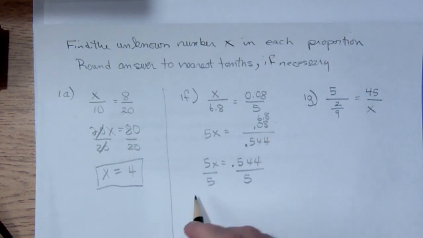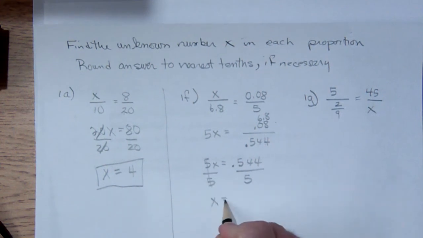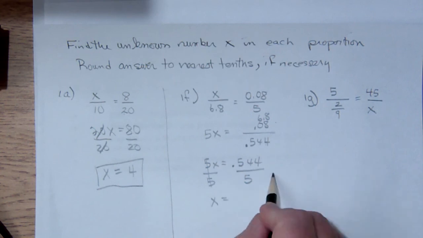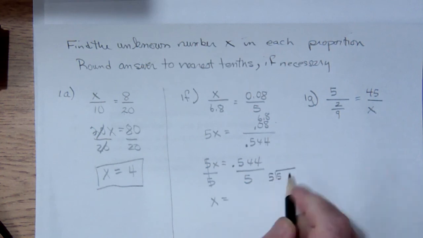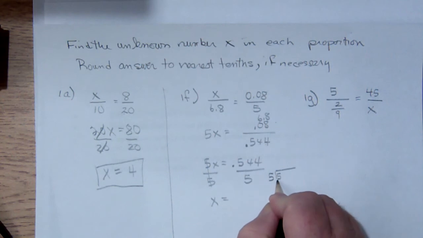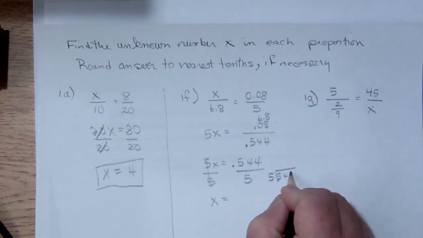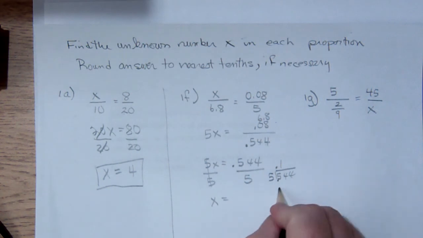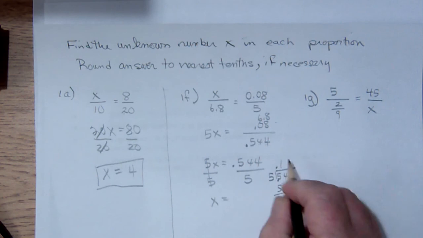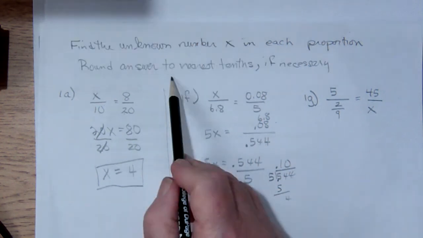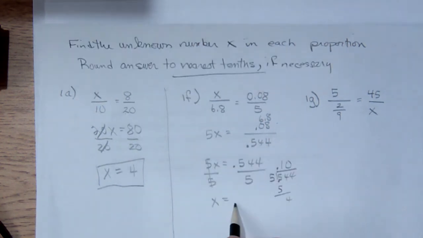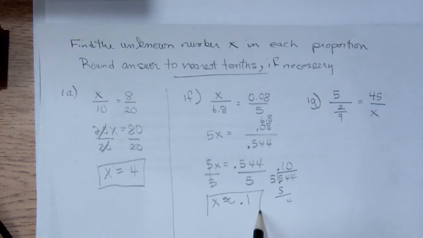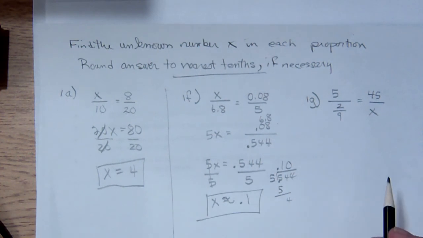And on this side, they will cancel. x is equal to, and here I'm dividing 5 going into 5, let's see, 0.544. So there's my decimal point, my answer, so it's 0.1. That gives me a 5. I will subtract 4, and I will get a 0. We're rounding to the nearest tenth, so this answer is just going to be x is approximately equal to 0.1, because they ask us to round to the nearest tenth.